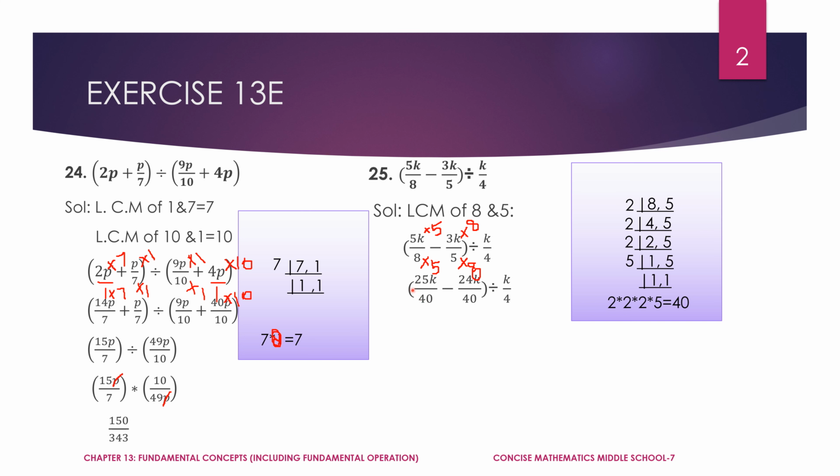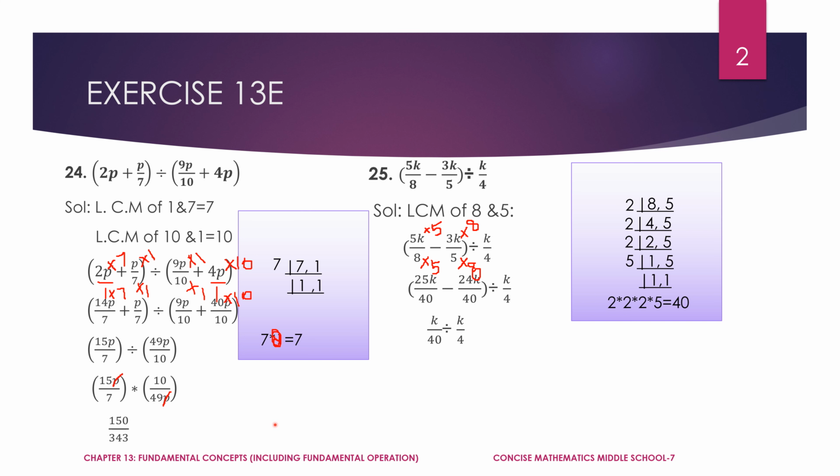Look here carefully. Here this 25k is having positive sign and this 24k is having negative sign. So put the bigger number sign. Which number is bigger? 25k is bigger. What sign does it have? It has plus. So put plus and subtract it. 25k minus 24k will be 1k, right? So k by 40 divided by k by 4.